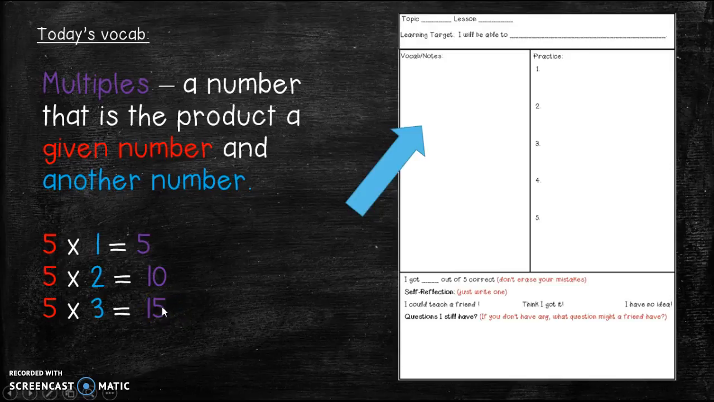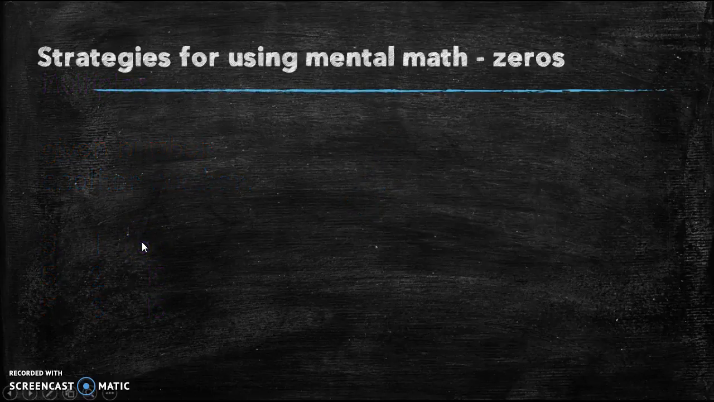Here is a little tip or a little strategy for you. When you're talking about multiples, whatever your given number is, that will always be the lowest multiple of that number. Okay? So here are some strategies for using mental math.